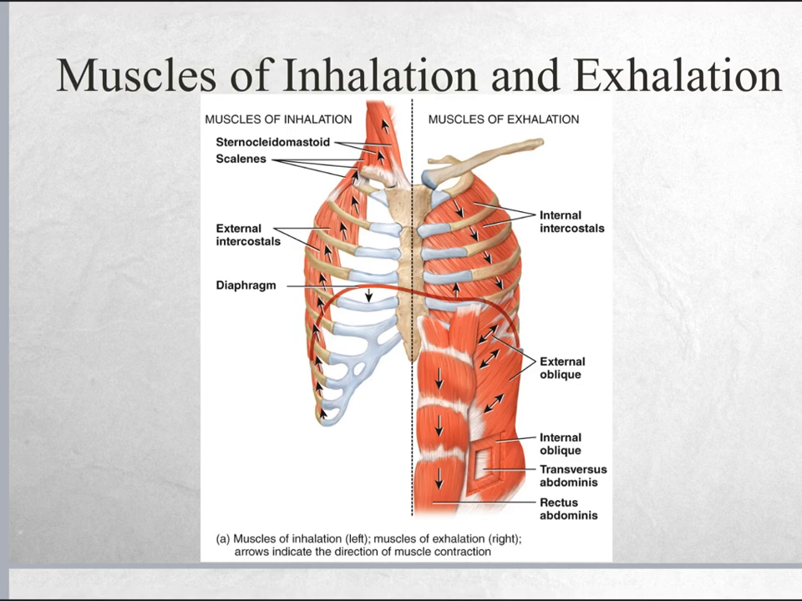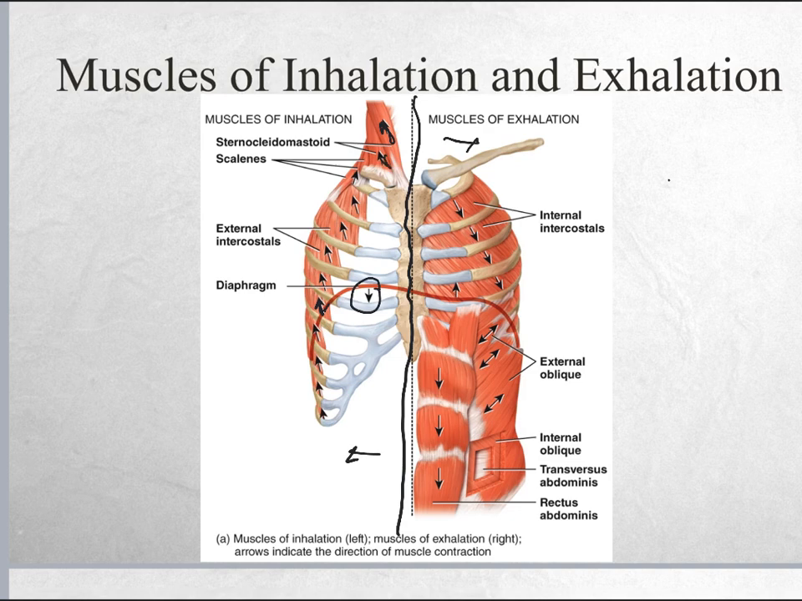Our next slide is going to show us the way our muscles work during inhalation and exhalation. We can use this black line to split into inhalation on this side and exhalation on this side. All the muscles we just outlined look at inhalation. Diaphragm's pulling down, it's contracting. Our external intercostals are elevating those ribs, opening up that rib cage.